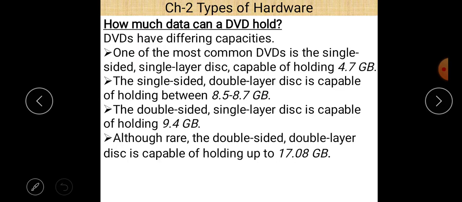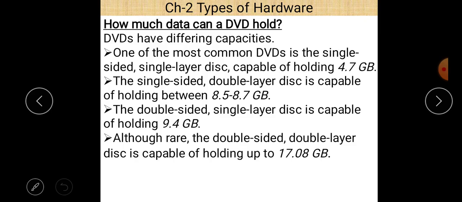Now, the question which is most frequently asked: how much data can a DVD hold? Generally, a DVD holds data up to 4.7 GB, but it depends on the type of the DVD also. There are different types of DVD available in the market. There are single-sided single layer, single-sided double layer, double-sided single layer, and double-sided double layer. So these are the different types of DVDs, and according to the type, storage capacities also differ.